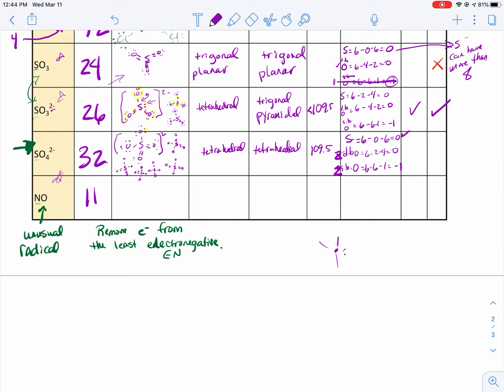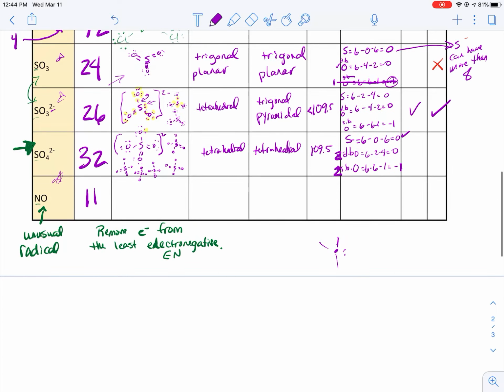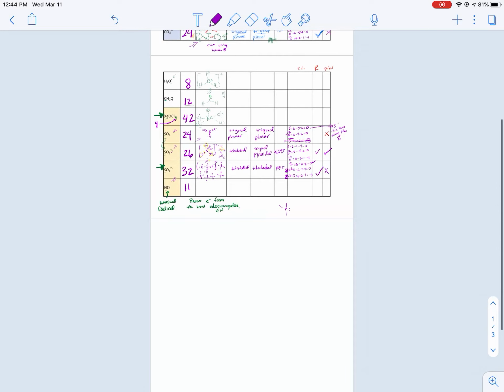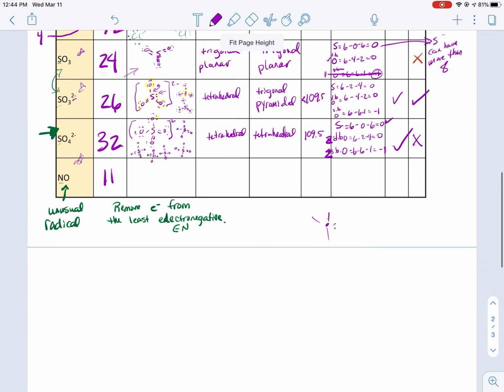Polarity, well, remember, polarity doesn't worry about whether it's a double or a single bond. So I don't have any overall polarity because I don't have the lone pairs. And I do have all those resonance structures.